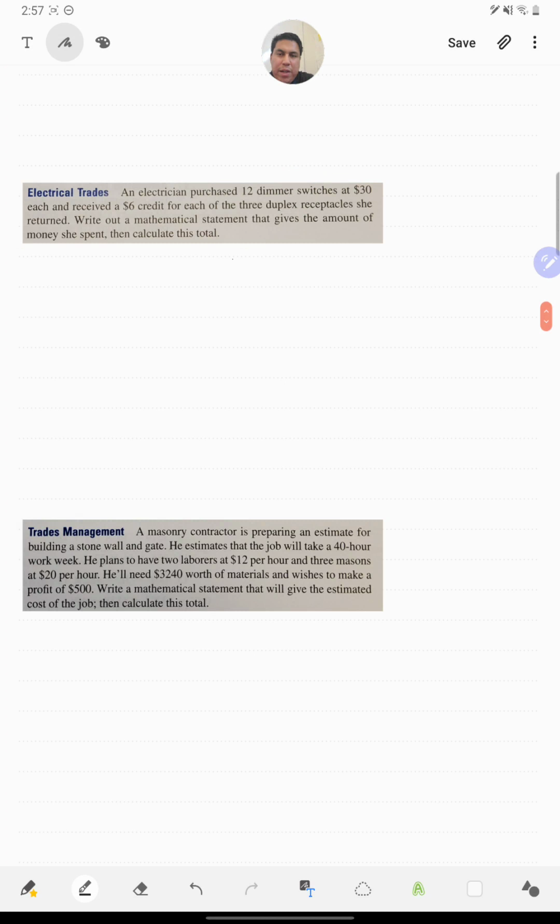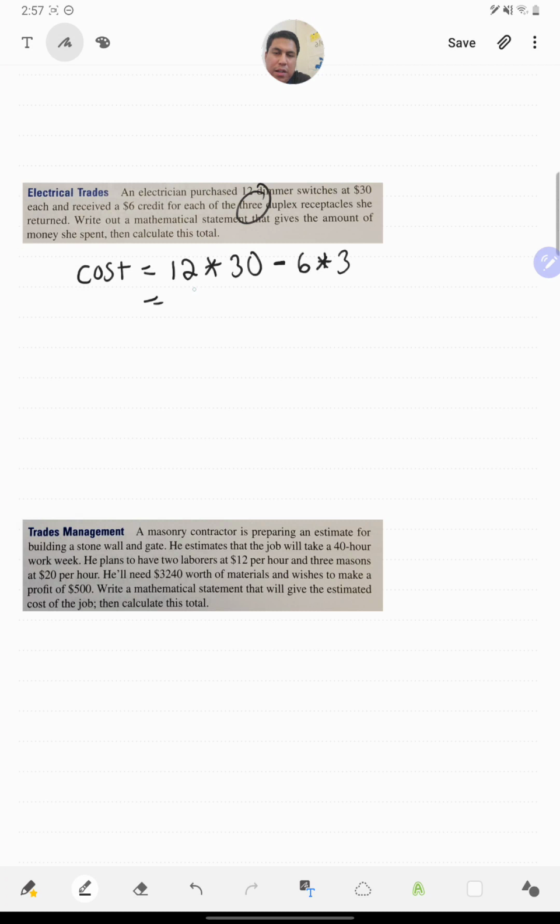In this case, we're looking at an electrician who purchased 12 dimmers at a price of $30 each, and then got a $6 credit for returning some receptacles. So in this case, we're looking to find the cost, and we know that the electrician bought 12 dimmers for the price of $30 each, but also returned 3 of the receptacles at $6 each. So there were 3 of them.